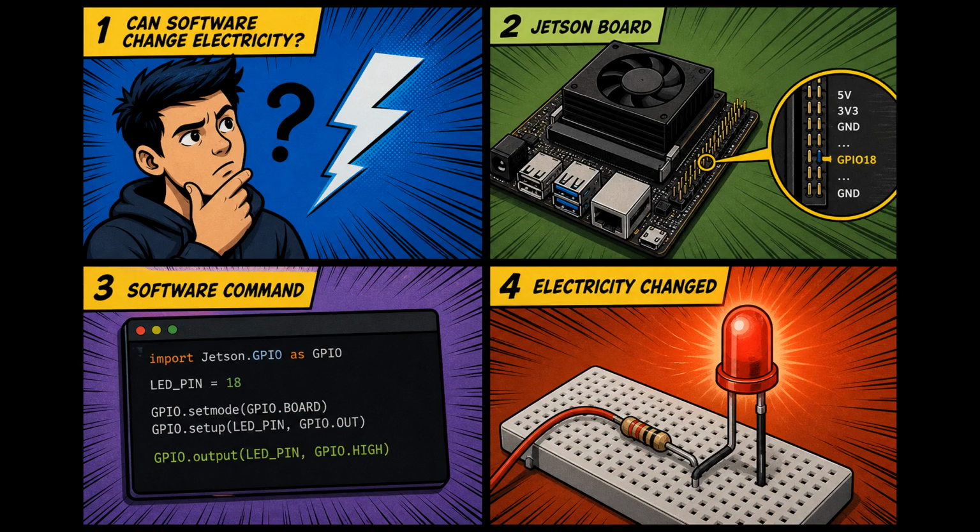The central question is simple. Can software change the electrical state of a physical pin? On a Jetson Orin Nano, the answer is yes. A Python program can tell a GPIO pin to go high or low. That sounds small, but it is the real bridge between software and hardware. Once a pin changes state, code is no longer just information. It has begun to affect the physical world.